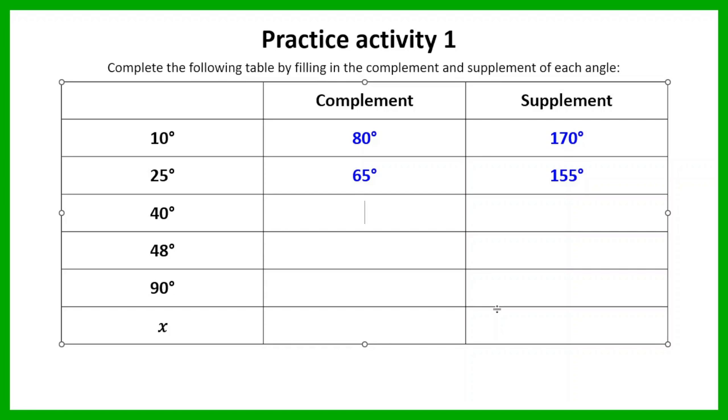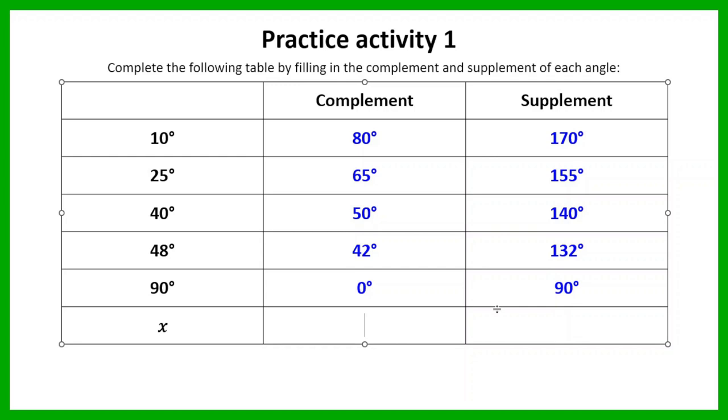Then the complement of 40 degrees is 50 degrees. 40 plus 50 is 90. And then the supplement of 40 degrees is 140 degrees. 40 plus 140 is 180. Then the complement of 48 is going to be 42 degrees because 48 plus 42 is 90. And then the supplement of 48 is going to be 132 degrees because 48 plus 132 is 180. The complement of 90 is 0 degrees because I don't need to add anything to 90 to get 90. And the supplement of 90 degrees is 90 degrees because 90 plus 90 is 180.